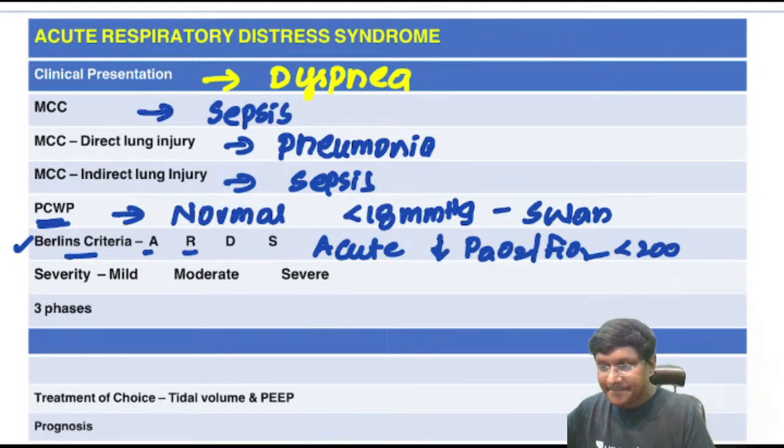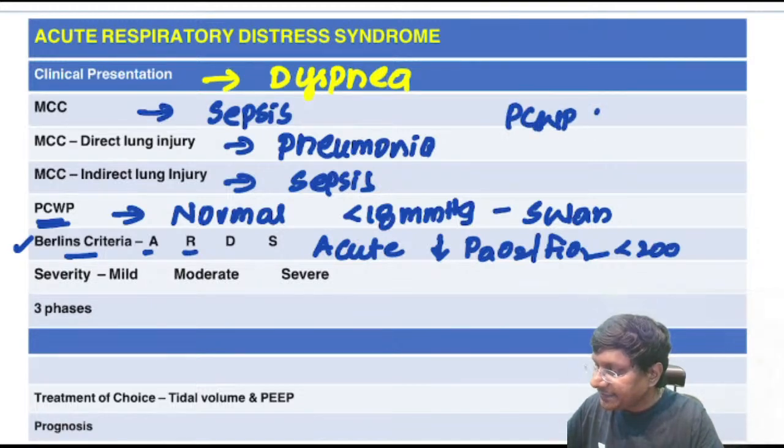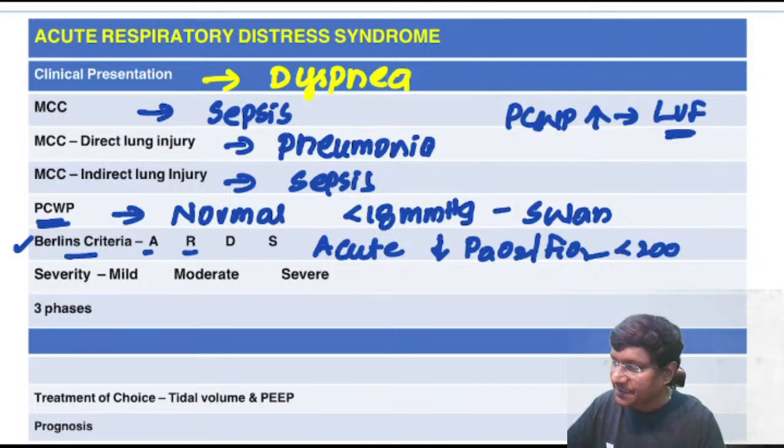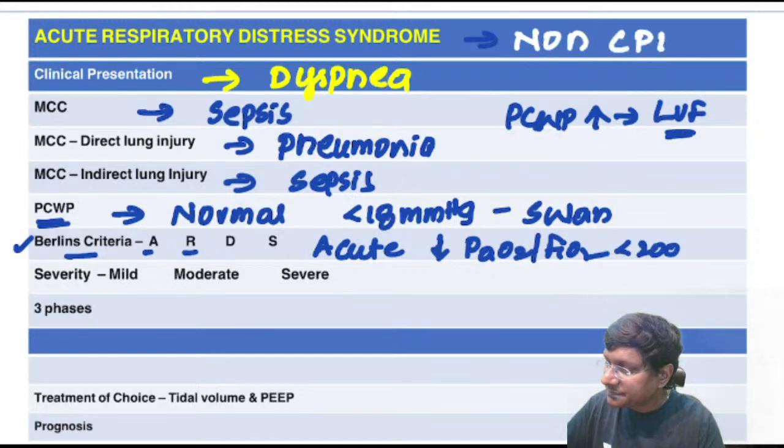Yes, Billa. Pulmonary capillary wedge pressure is increased in left heart failure. Pulmonary capillary wedge pressure will be elevated in patients with left ventricular failure. So that is how you will differentiate cardiogenic and non-cardiogenic pulmonary edema. And your ARDS is what? ARDS is a non-cardiogenic pulmonary edema.